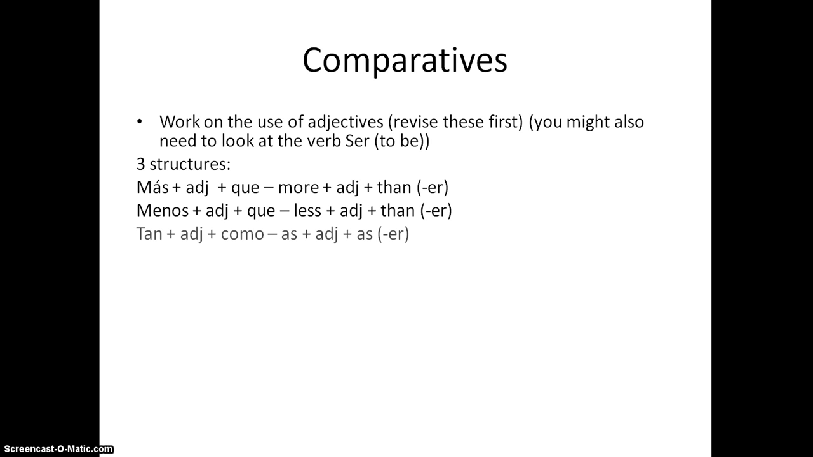And then we've got tan plus the adjective plus como, which is as something as. So as big as. Again, it might give us an as well.